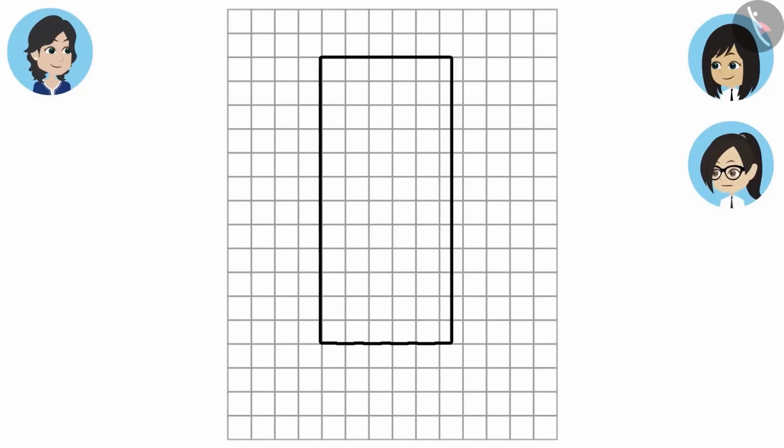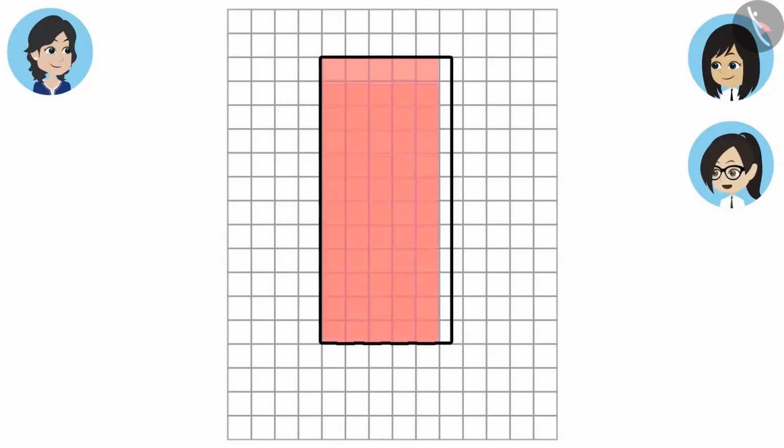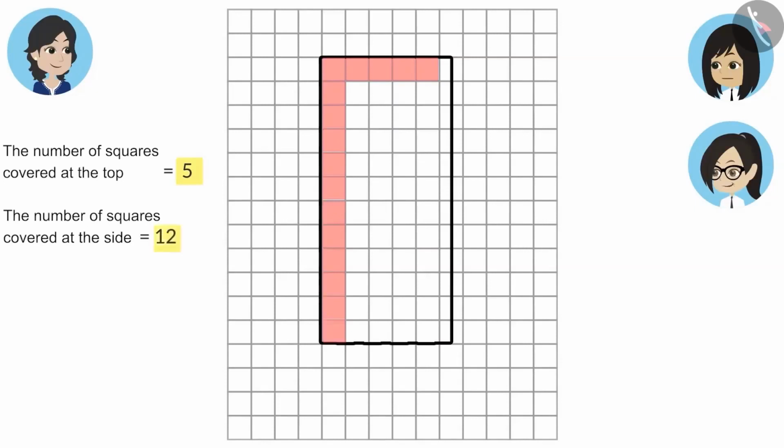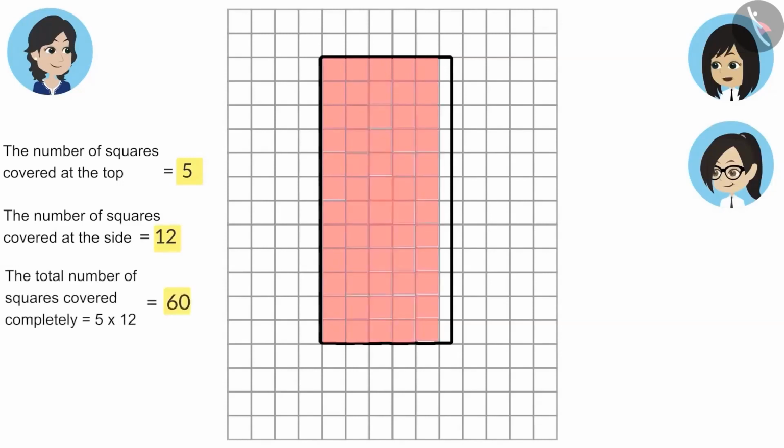This shape has covered 5 and a half squares at the top. We will leave the half squares for now. Count the squares which are completely covered. Later, we will count the half squares and add them. Okay, then we will count only the completely covered squares. The number of squares covered at the top is 5. And the number of squares covered at the side is 12. That means the total number of squares covered completely is 5 multiplied by 12, that is 60.